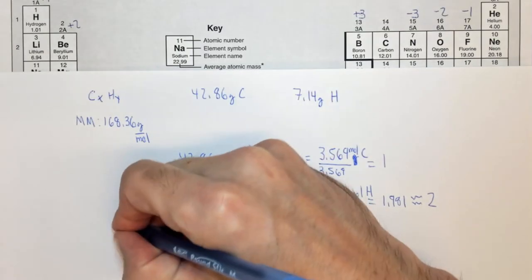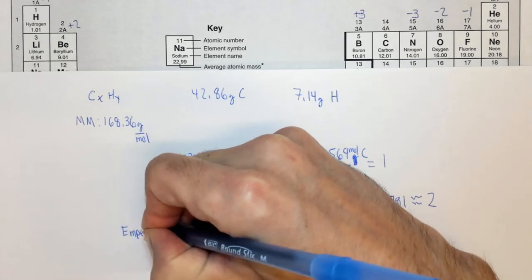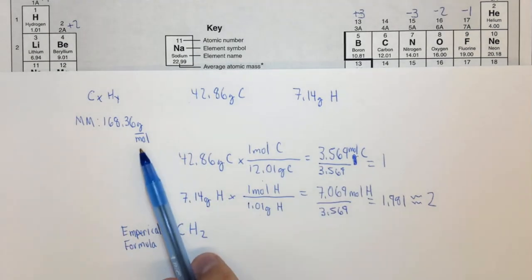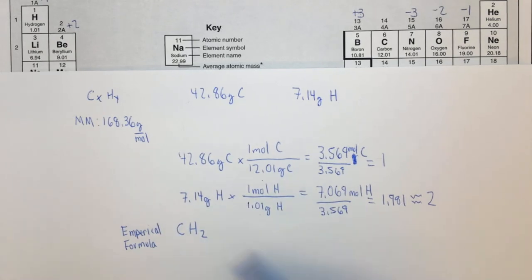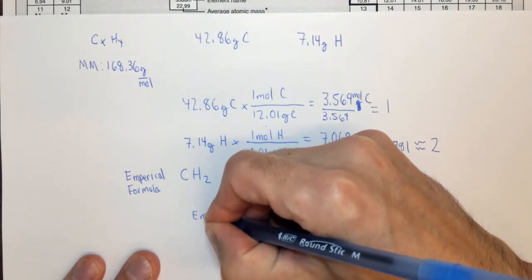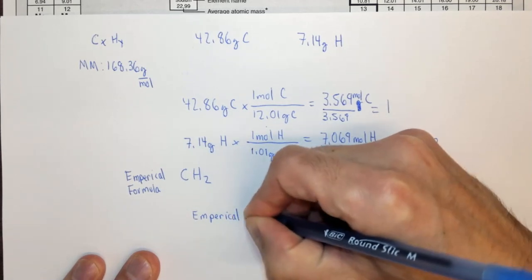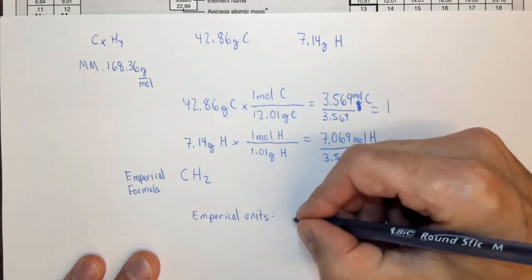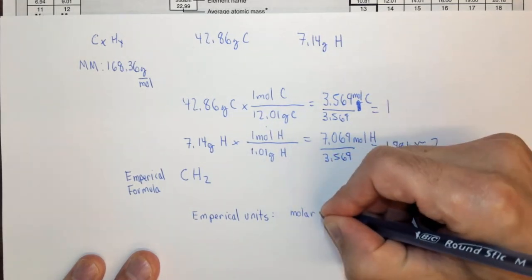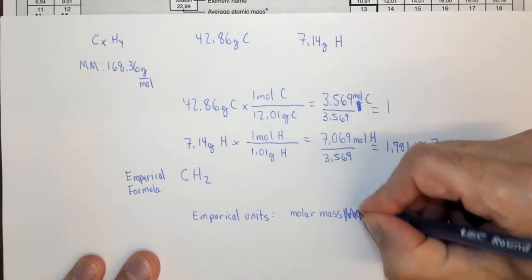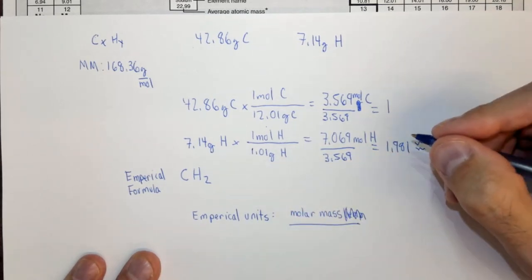So what we need next is to find the molecular formula. And to do that, we need to know the molar mass. So we need to find the number of empirical units. And I'm going to move this up a little bit. We want to find the empirical units. And to do that, we want to take the molar mass of the compound and divide by the empirical formula mass.